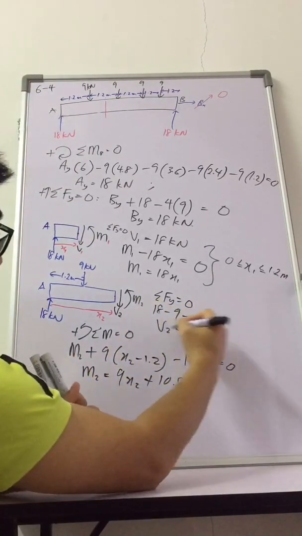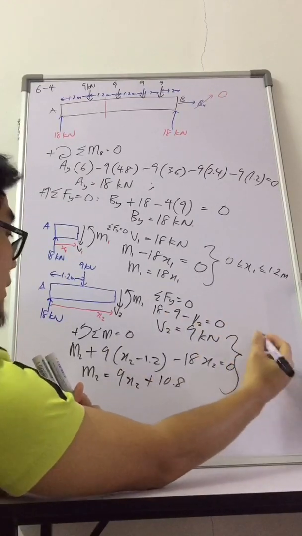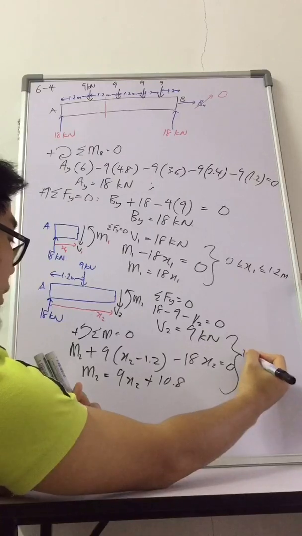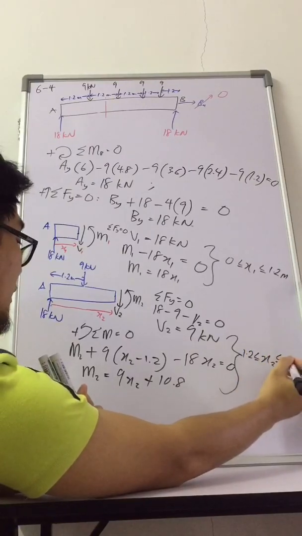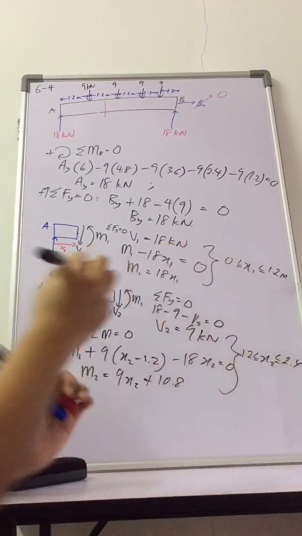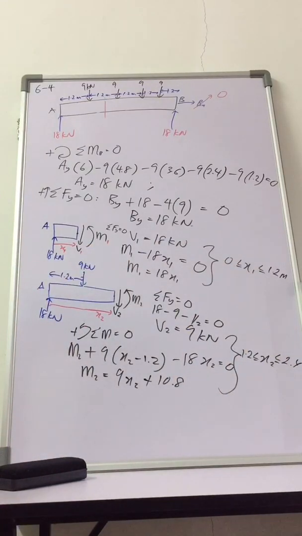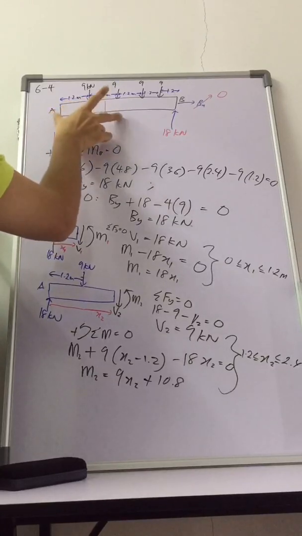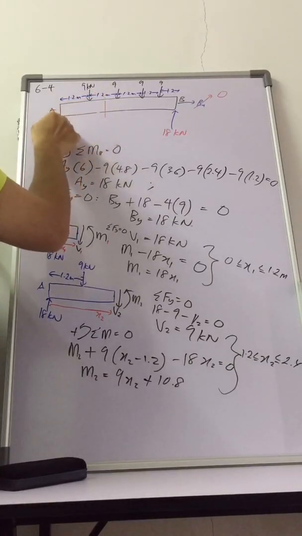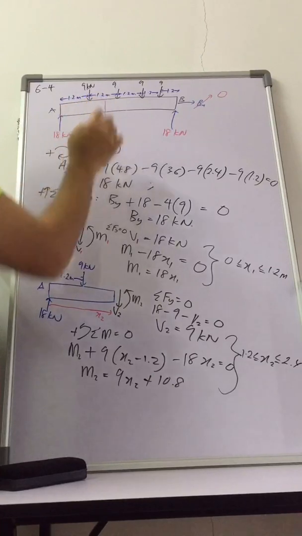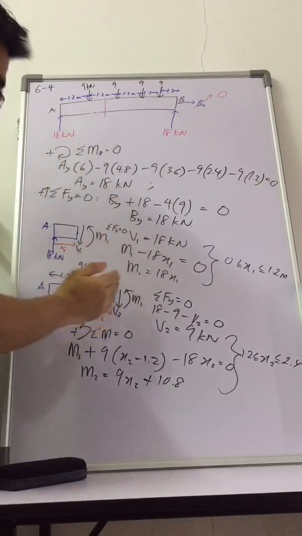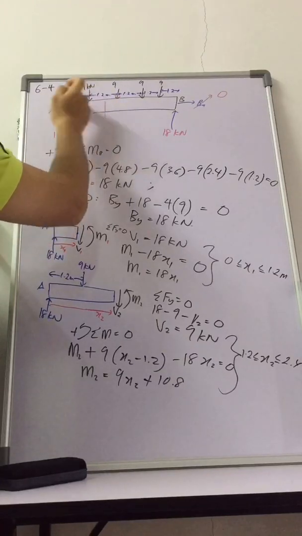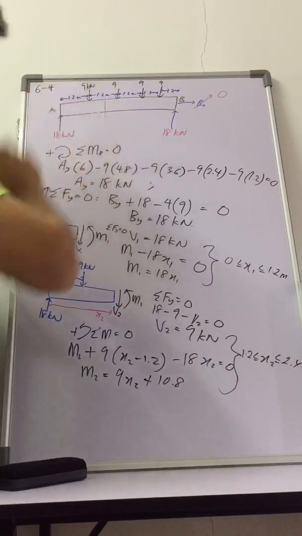So this V2 and M2 is for X2 in the range between what? 1.2 until 2.4 meter. Why is it 1.2 to 2.4? Because again, go back up there. This is X2, isn't it? So X2 doesn't start from 0. It starts from 1.2 here, isn't it? But this region that you cut, it is between this and that. So from 1.2 to 2.4. Okay, this region.